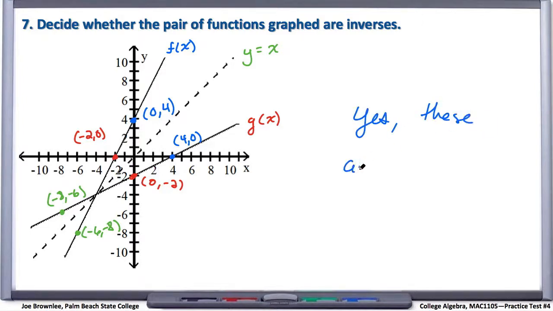So these are inverses, and again, all it means to be inverses is that the domain, meaning the x's of the f function, become the y's of the g function, and the y's of the f function become the x's of the g function. We were able to prove that by finding 3 points on both graphs and verifying that the x and y coordinates do indeed flop. All right, so there we have it, number 7. Let's take a look at number 8.